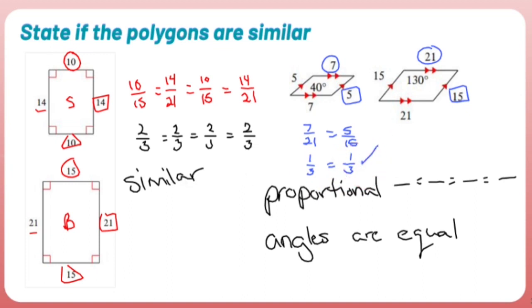Proportional, yippers. Now I have to make sure the angles match up. Now I'm not given a ton of information about the angles, except that this corner is going to be 40. And up here, that corner is going to be 130. But what it tells us is these guys are parallelograms. So whatever this angle is, the angle right next to it is going to be supplementary to it. In other words, 130 and this angle have to add up to 180, which means U would be 50. Which doesn't match up with 40, which means no, these guys are not similar.